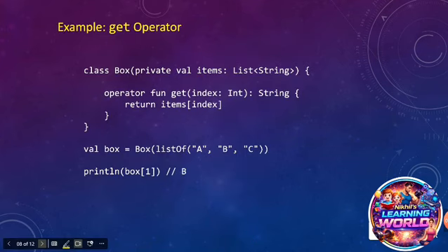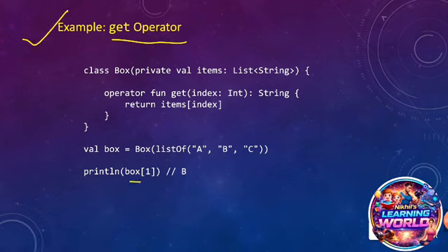Okay, so you can see here an example of the get operator. Class Box with private val atoms: List of String, operator function get(index: Int), so return atoms[index]. So you can see here an example: box equal to Box(listOf(a, b, c)). Whenever you want to access the list of atoms by using the index, println(box[1]), it should print b.